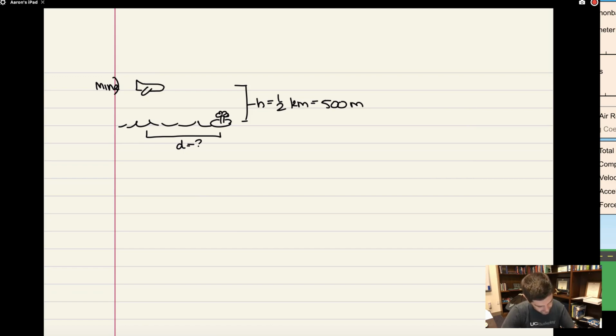If the plane is flying with a constant velocity of 150 kilometers per hour, which is 41.67 meters per second, and let us assume it gently releases the payload. It doesn't throw the payload towards the ground. It just kind of gently pushes the payload off the back of the airplane, for example.